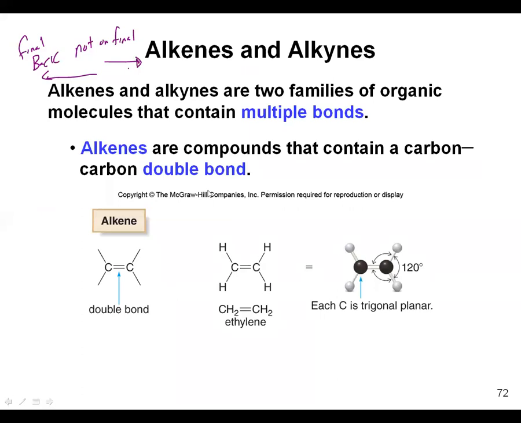Alkenes, again, the functional group is the carbon-carbon double bond. Triple bond here for our alkynes. And a couple things happen as we go from an alkane to an alkene and an alkyne. An alkane, if you remember, looks something like this. And again, here we have that tetrahedral geometry.